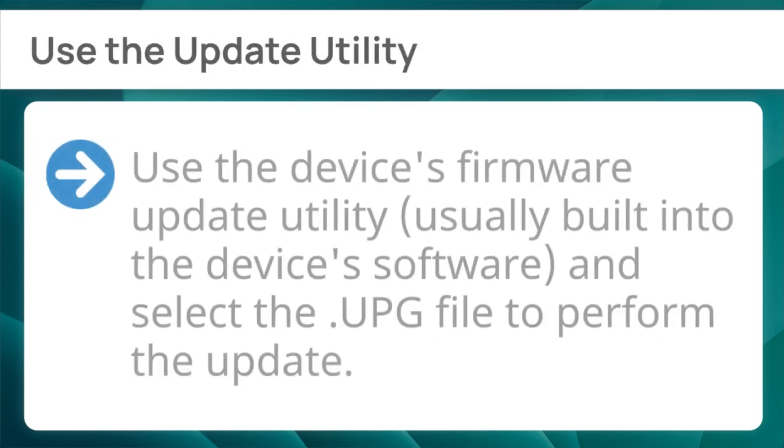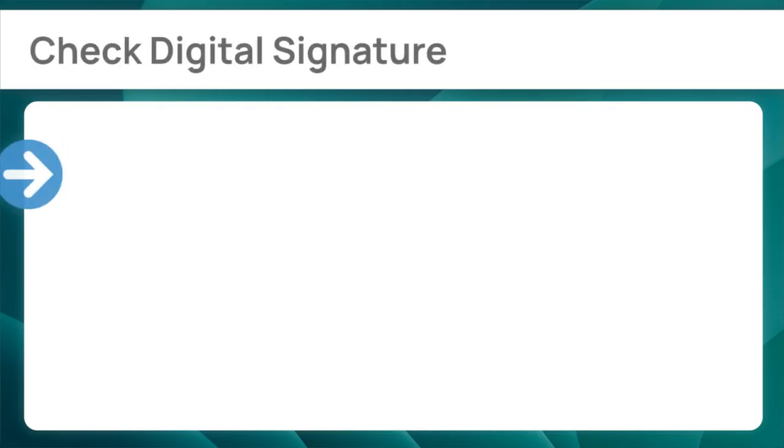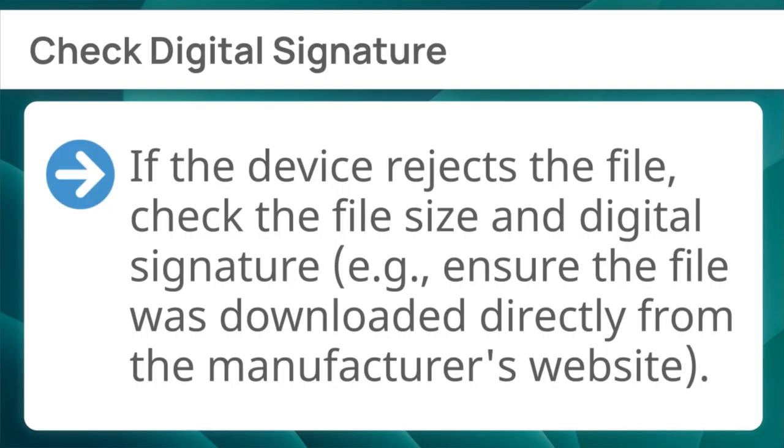Next, use the update utility. Use the device's firmware update utility, usually built into the device's software, and select the UPG file to perform the update. Finally, check digital signature. If the device rejects the file, check the file size and digital signature, e.g. ensure the file was downloaded directly from the manufacturer's website.